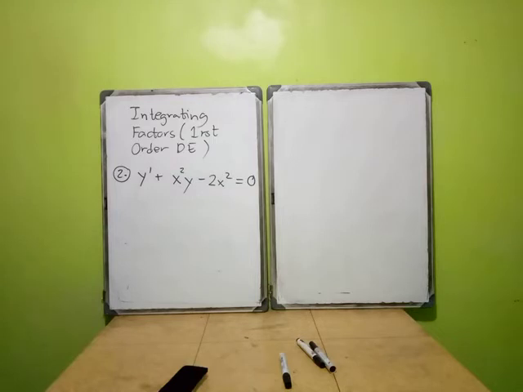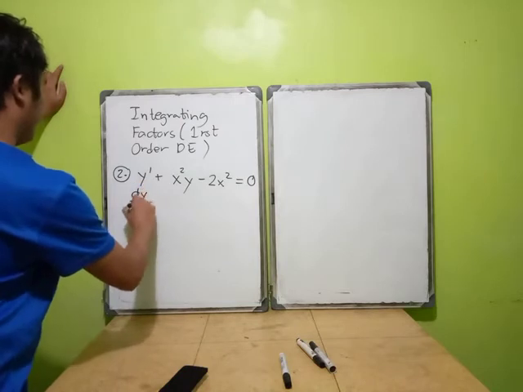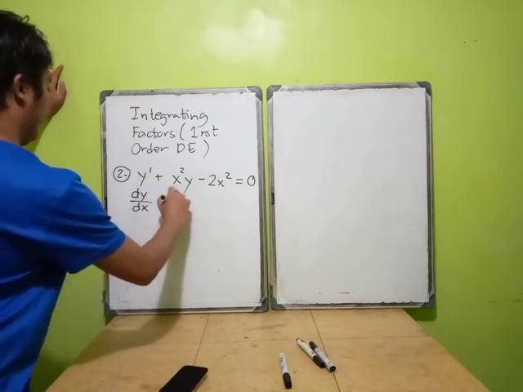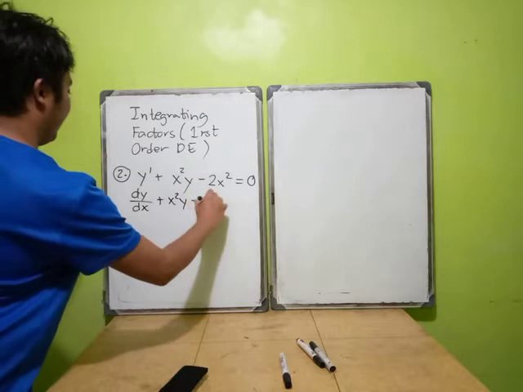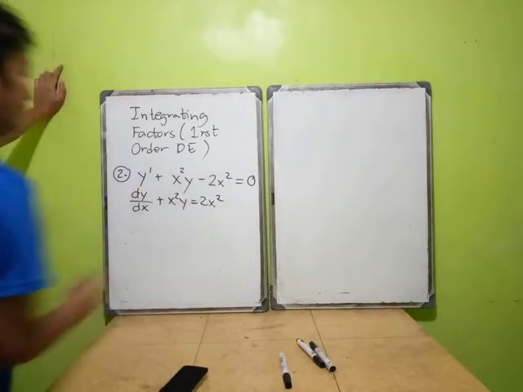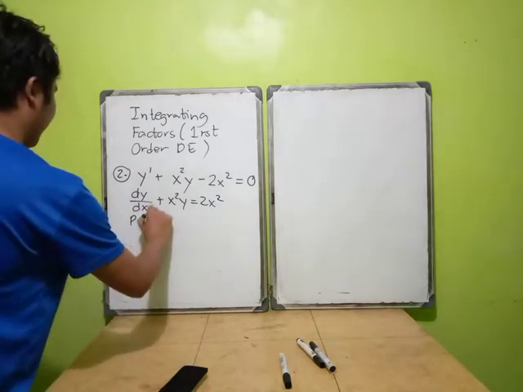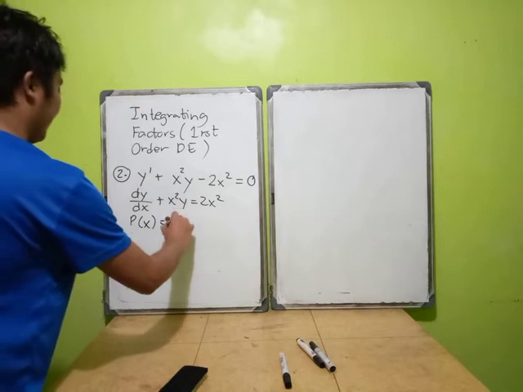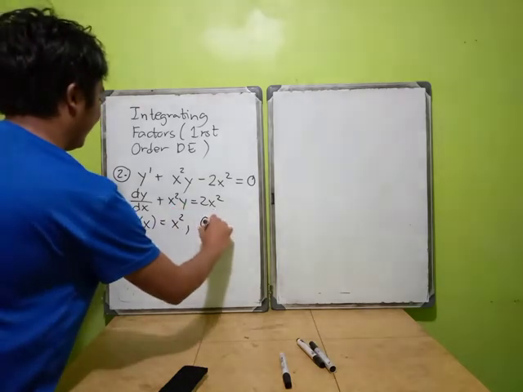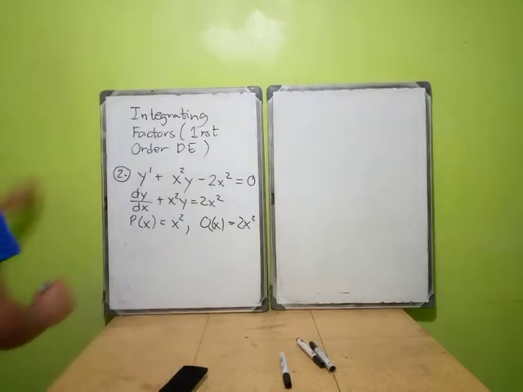Our method is still the same. So, this is equivalent to dy over dx plus x squared y minus 2x squared equals 0. Okay? So, let's move that to the other side, it becomes 2x squared. So, therefore, our px is obviously x squared. And then, our qx is obviously 2x squared.